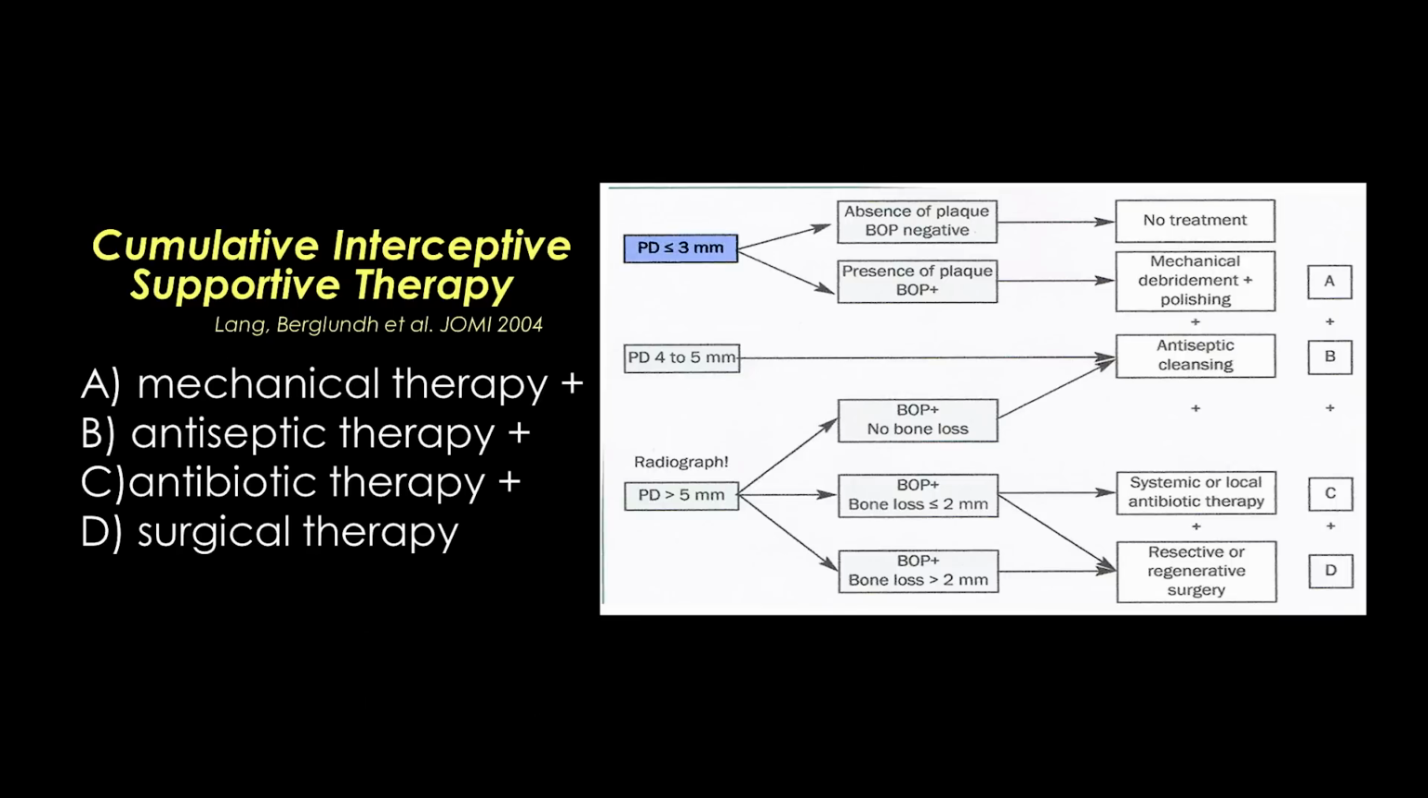So with pocket depths 3 millimeters or less without plaque or bleeding upon probing, or even with bleeding upon probing and plaque, you use mechanical debridement and polishing. Treatment A, just simple mechanical debridement. When you get to pocket depth of 4 to 5 millimeters and you have bleeding upon probing, you use mechanical debridement, and then you add the antiseptic therapy, or the sodium hypochlorite. As you get greater than 5 millimeters in your pocket depths, you'll use your antiseptic therapy, which is B, and you may add your antibiotic therapy, which in this case can be either systemic or local antibiotic therapy. As things get worse, you think about adding surgical therapy to your treatment approach.